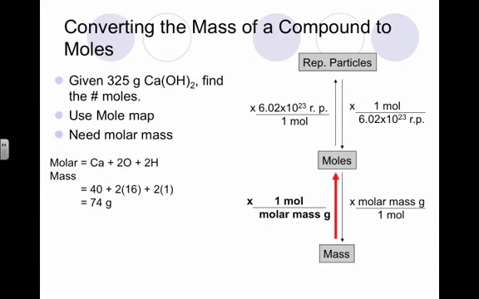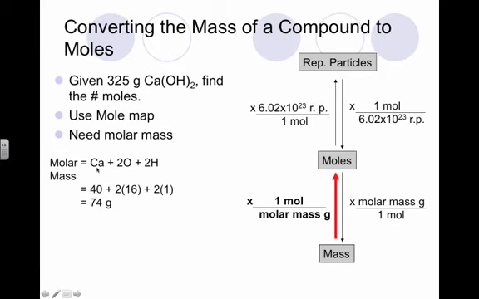We can also do the reverse, where if I have a mass of a compound, I want to know how many moles there are. So let's say I have 325 grams of calcium hydroxide and I want to know the number of moles. Using the mole map, because I have 325 grams, I know we're in the mass part, the bottom part of the map, and I want moles, so I'm going to the middle part. And as I go from the bottom to the middle, I'm going to multiply by 1 mole over the molar mass. Now I need to figure out the molar mass of calcium hydroxide.